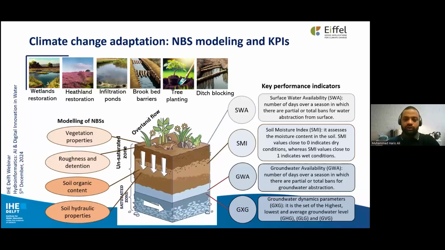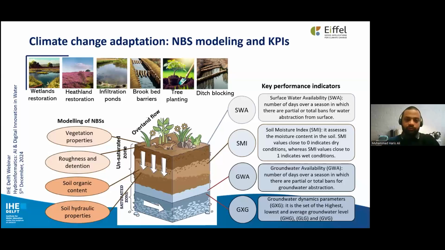After developing this model, the next task was to test the different nature-based solutions. For that, we shortlisted, in consultation with the stakeholders, what they think can be possible solutions that can be implemented in the area. Then we shortlisted 6 of them. The first one was the wetland restoration. Another one was the heathland restoration. The next ones were the infiltration ponds, and also the tree plantation and the small ditches blocking.